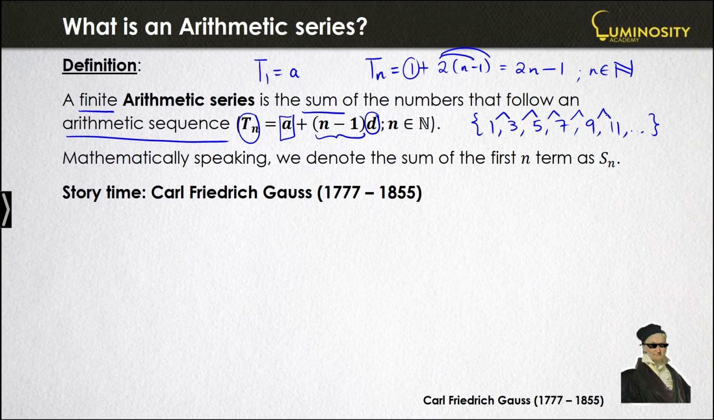So the arithmetic series, mathematically speaking, is the sum of the first n terms, and we denote it by S sub n. So for example, in this sequence Tn, the sum of the first term is just the first term, 1. The sum of the first two terms, S2, is 1 plus 3, which is 4. The sum of the first three terms is 1 plus 3 plus 5, so that gives you 9. That is how we can denote the sum up to the first n terms of an arithmetic series, which is generated from an arithmetic sequence.